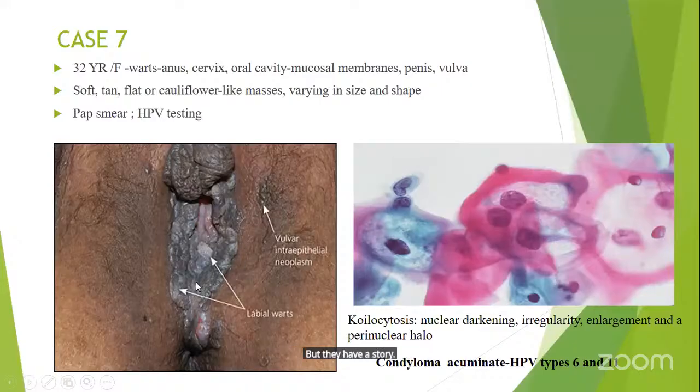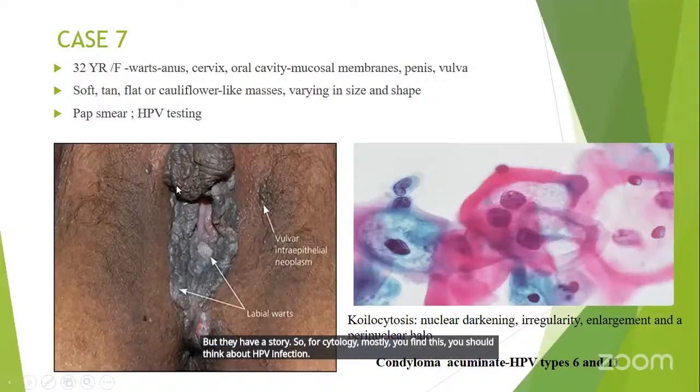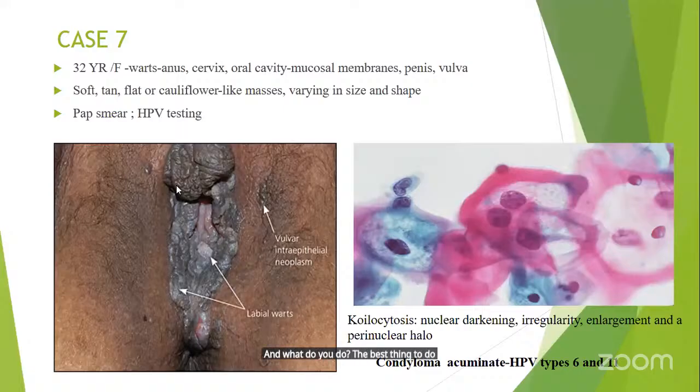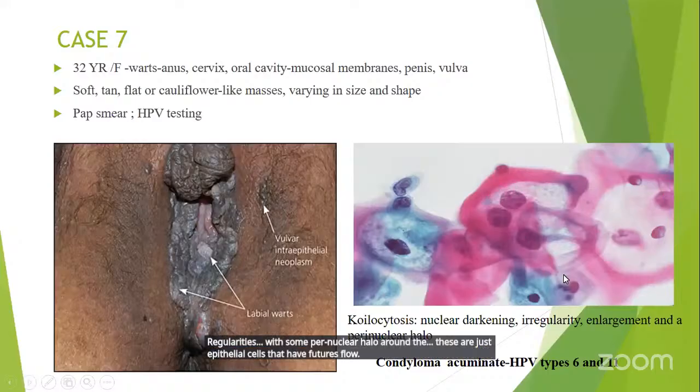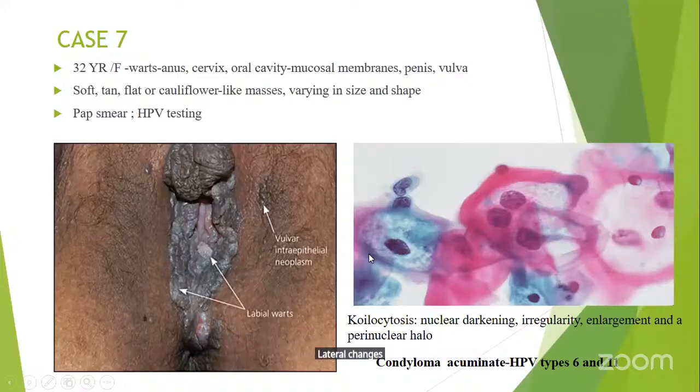So for cytology, when you mostly find this, you should think about HPV infection. The best thing to do, you can do a pap smear, you can do a vaginal scrape, and process for cytology, and these are the best cells you find. They are called koilocytes, where we have nuclear thickening, irregularities, with some perinuclear halo around them. These are just epithelial cells that have features of viral changes, specifically HPV. Something like this, very easy to diagnose.